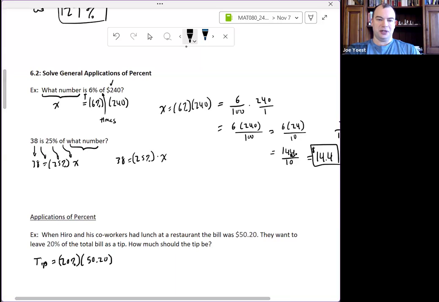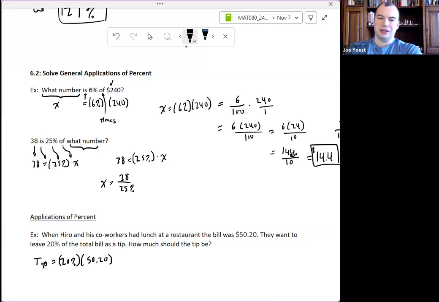So 38 is 25% of what number? The "what number," the thing we're looking for, of course, we call that the variable, say X. And 38 equals 25% of some number X. What number is that? Or 38 equals 25% times X. Or we see that X equals 38 over 25%. What's 38 over 25%?